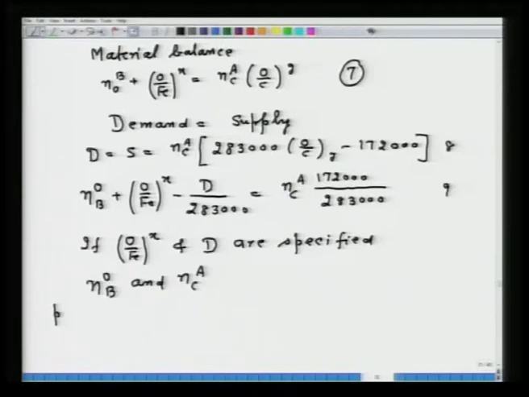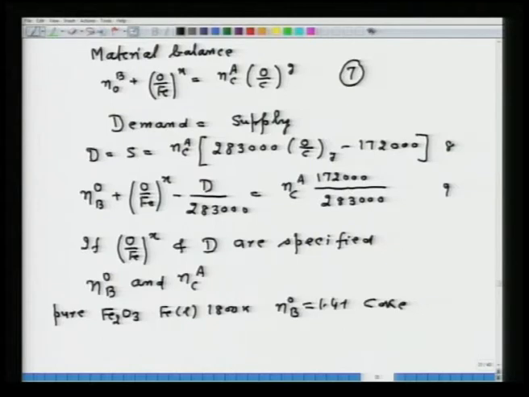Before that, let me illustrate by taking a simple example. Let us take pure Fe2O3, iron liquid at 1800 Kelvin, NOB I am taking 1.41, then we can find out the coke requirement. So, we have to find out coke requirement.